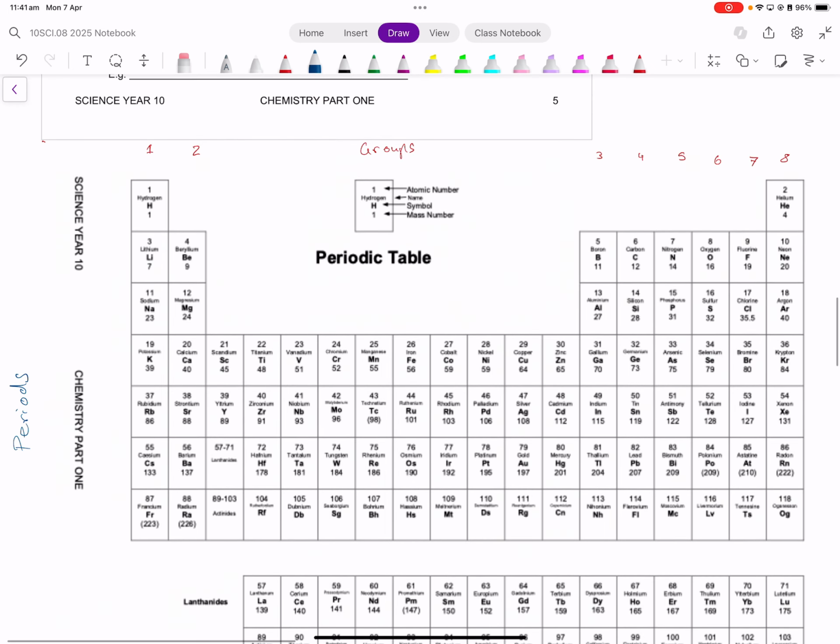Now, do you need to label and number all of them? No. Is it worth knowing that they're called periods? Absolutely. It'll help you out a bit if you choose to do chem in year 11. But for now, let's talk about how you can actually use your periodic table to help you.